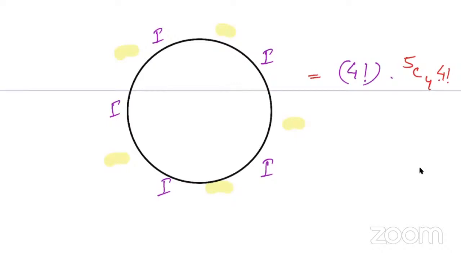Now when they have arranged themselves, the Indians, then we have 5 places in between. In those 5 places we have to select 4, so 5C4 we are selecting 4 and arranging them in factorial 4 ways, because I said that once the circular is disturbed, it is not a circle, then it will be linear only.